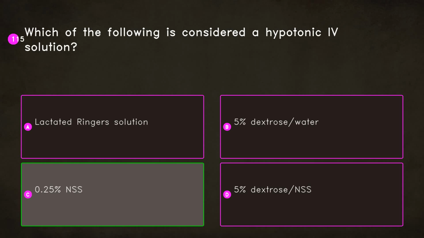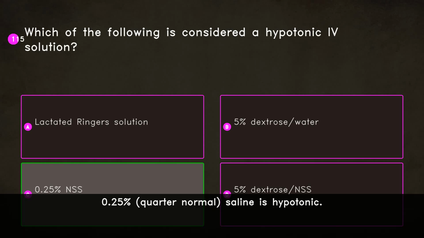The correct answer is 0.25% NSS. 0.25%, quarter normal saline, is hypotonic.